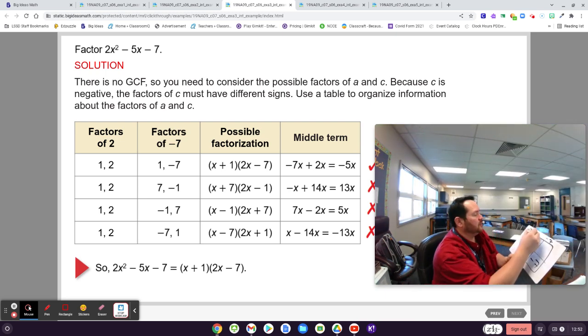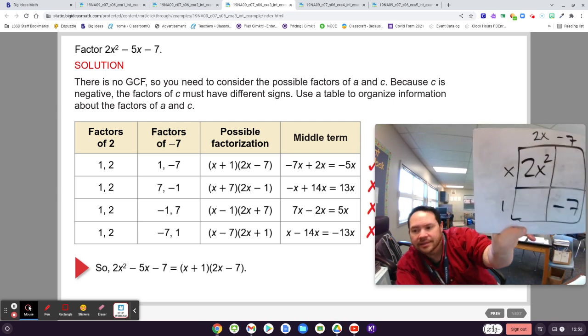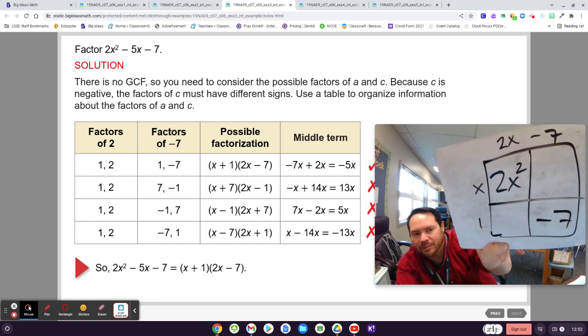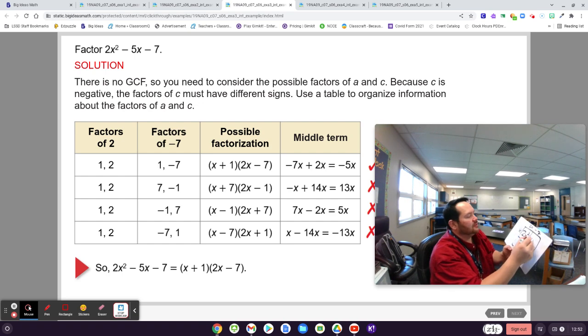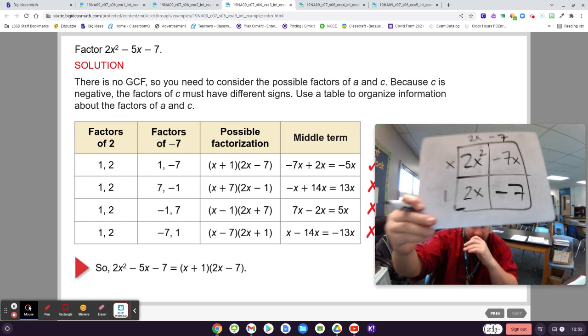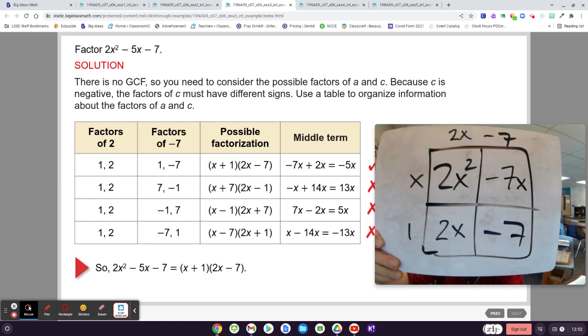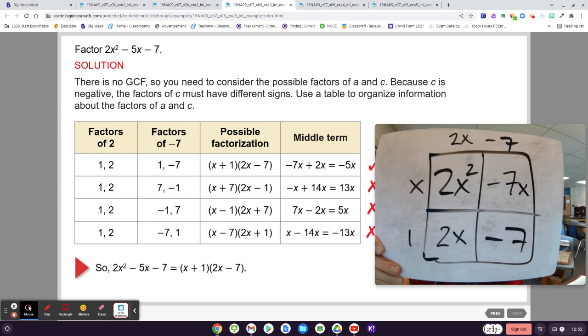And just from practice, I know it's got to go here and here, because if I had the 2 in the other spot, it would give me 14x, and that's too much. I don't want that. So that gives me negative 7x here, 2x here. Those add up to the negative 5x I need, and everything else is great. Therefore, the factors are x plus 1 times 2x minus 7.